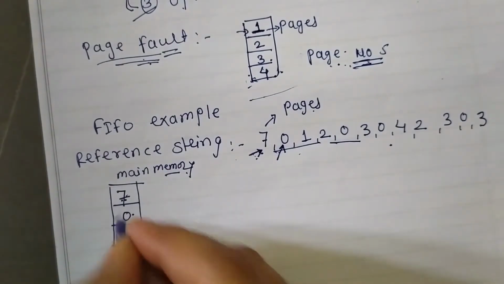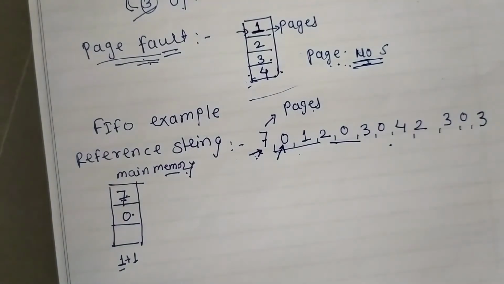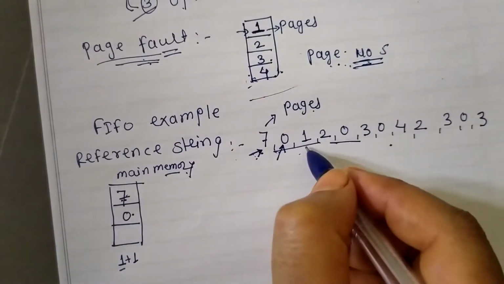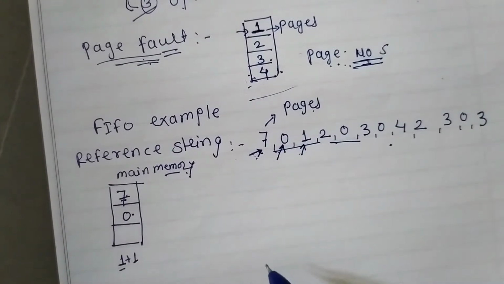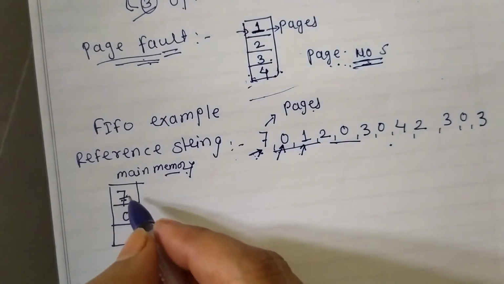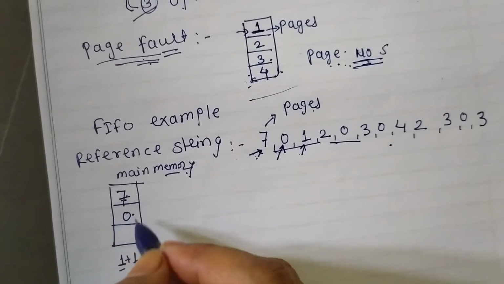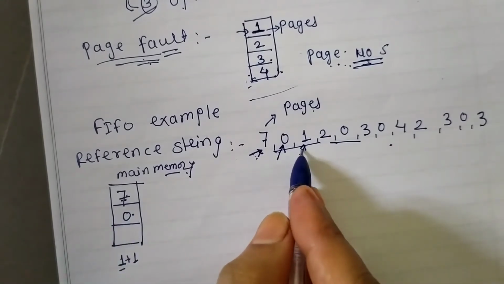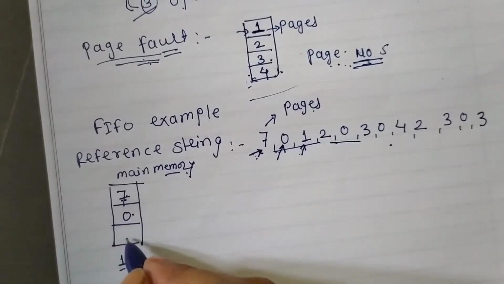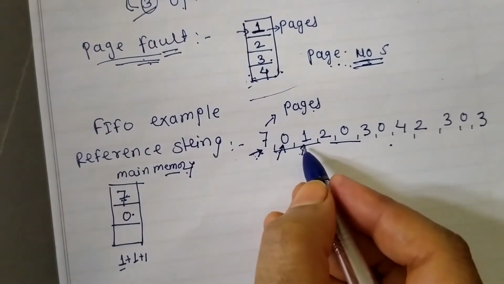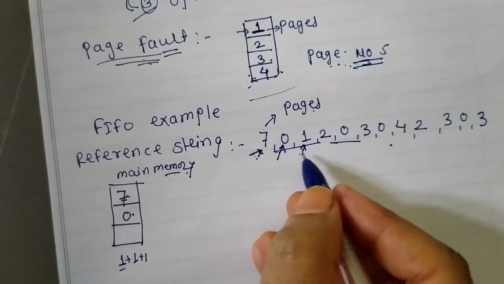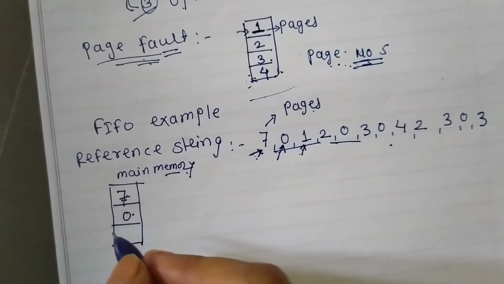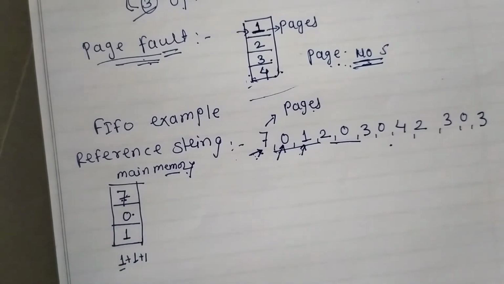So we store this into the memory. Next, the CPU is demanding page number 1. See, in the main memory, 1 is not available. Again we have to bring that 1 into the main memory. So one more page fault occurred because it was not available in the main memory. I will store 1 here. So in total how many page faults occurred here? 3 page faults occurred.